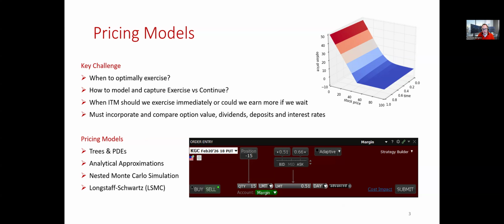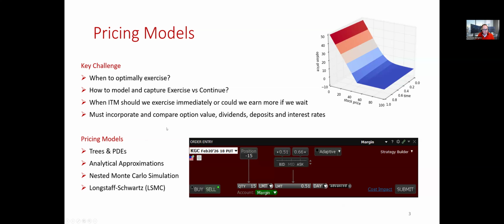So do we exercise as soon as we're in the money, or if we wait a little bit longer, would we make more money? So how to model and capture exercise versus continue, and when we're in the money, should we exercise immediately, or could we earn more money if we wait? And the models have to incorporate and compare the option value with dividends, deposits, and interest rates, and it'll become clear why that's the case shortly.